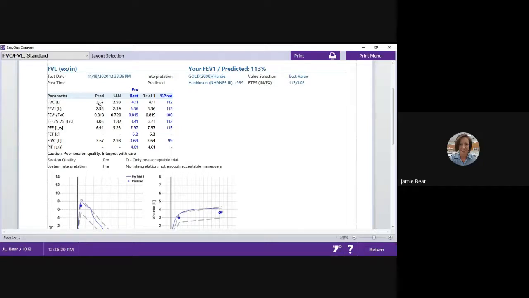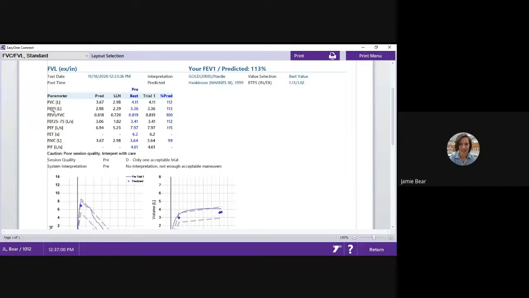Based on my demographic information, I should be able to get 3.67 liters out forcefully in 6 seconds. My lower limit of normal is 2.98. I was able to get 4.11 liters out. If you do multiple trials, it'll always take the best value. So I was able to get 4.11 liters, and if you go 4.11 over 3.67, you get 112% of predicted. For the forced vital capacity, normal is considered greater than 80% of predicted.